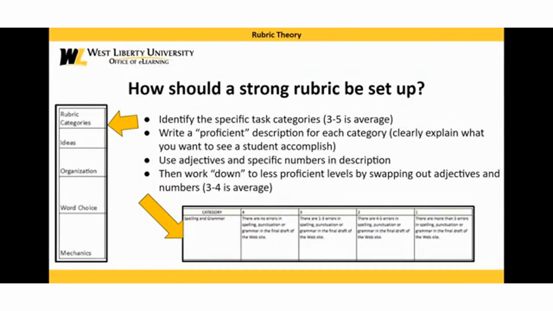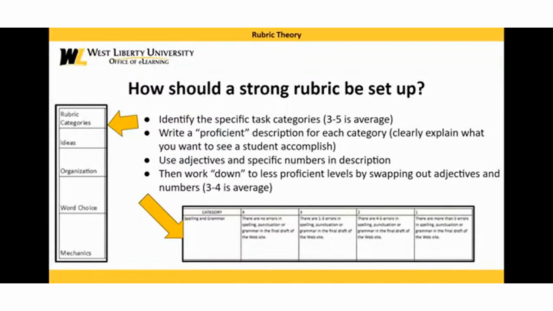First, identify the specific tasks that are important to the performance and support the course or module learning objectives. To keep a rubric from becoming unwieldy, a best practice is to keep categories to a small handful. It's easiest to begin with writing a clear task description that applies to the best or top performing level simply because this is what an instructor is envisioning as a best case scenario. Then it becomes easier to work down to less proficient levels by swapping out adjectives and numerical values.